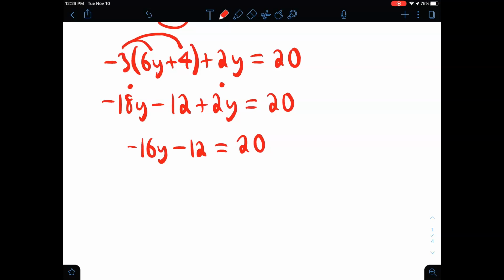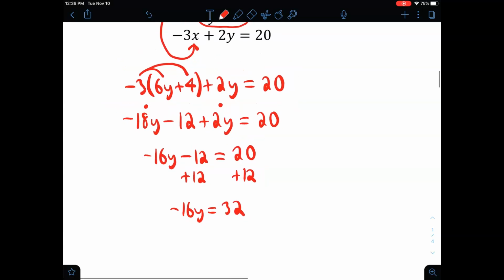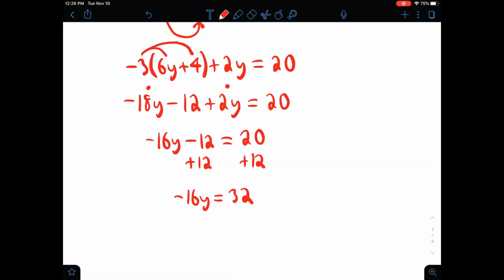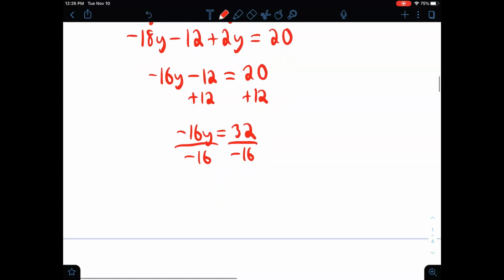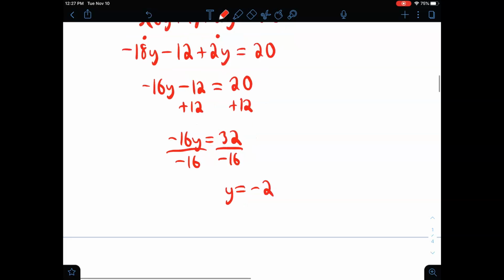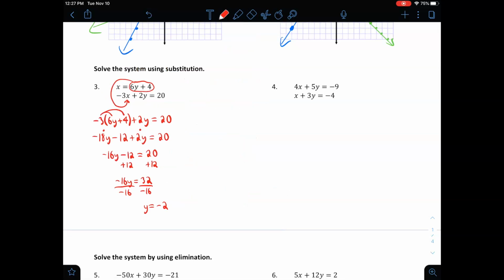Now we need to get that negative 16y by itself, so I would probably add 12 to both sides. So we get negative 16y equals 20 plus 12, which is 32. Last step to solve for y is to divide by negative 16. And we're going to get y is equal to negative 2. Are we done?